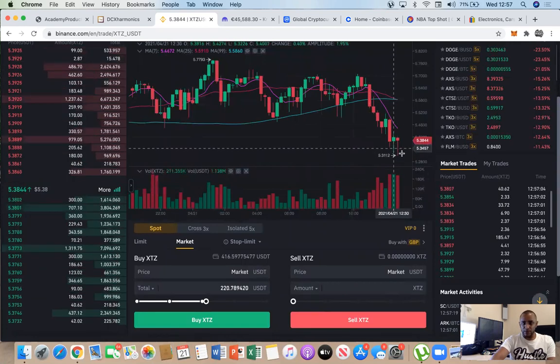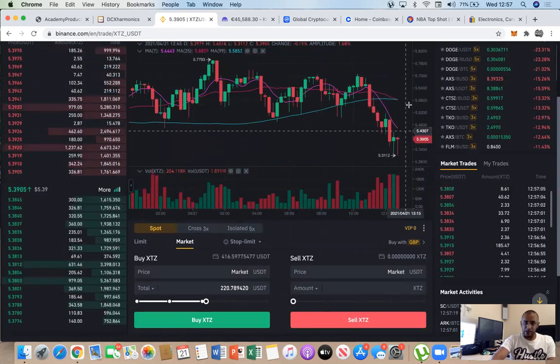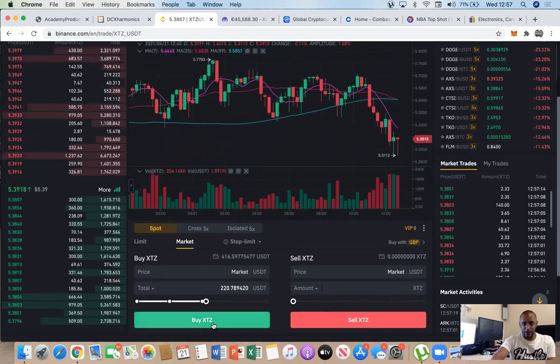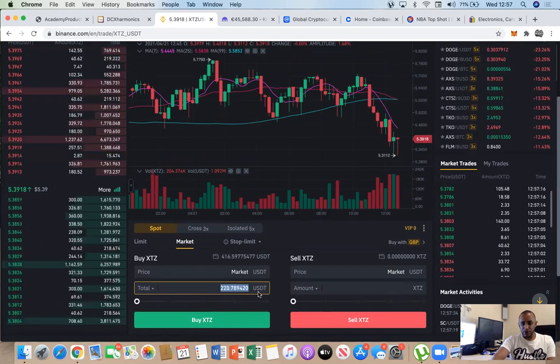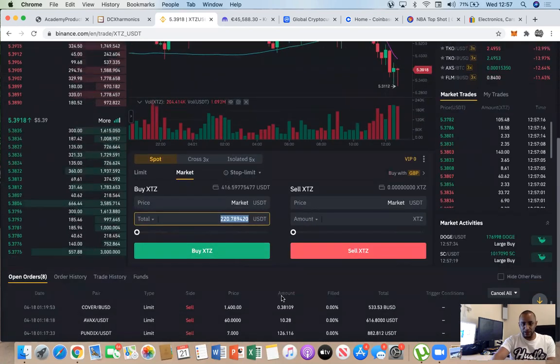It looks like it's been wicked up. It's wicking again, and this looks like it's going to really rally up. So I want to get in now. I'm going to press buy, and I've bought 220 USDT of XTZ.